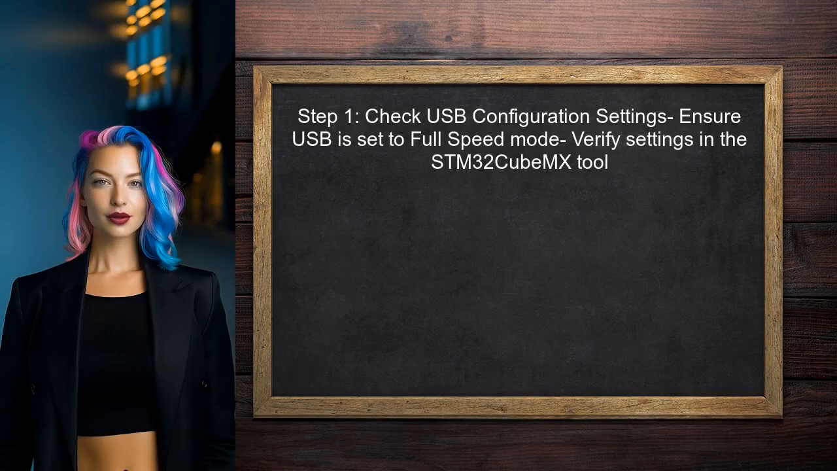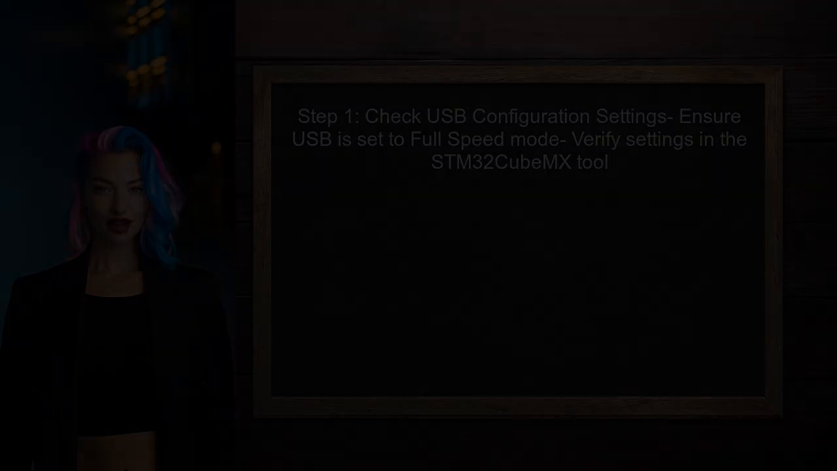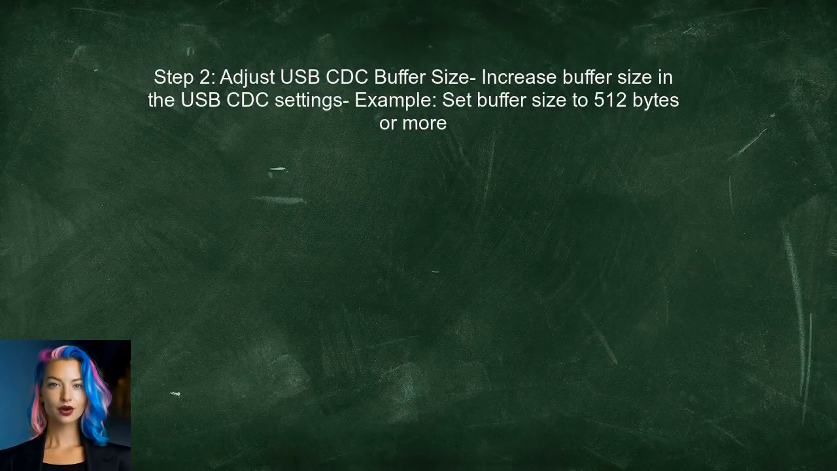To increase the speed of the USB CDC communication, the user should first check the USB configuration settings in their STM32 project. This includes ensuring that the USB is set to operate in full speed mode. Next, the user should consider adjusting the USB CDC buffer size. By increasing the buffer size, more data can be sent in each transaction, which can help improve overall throughput.